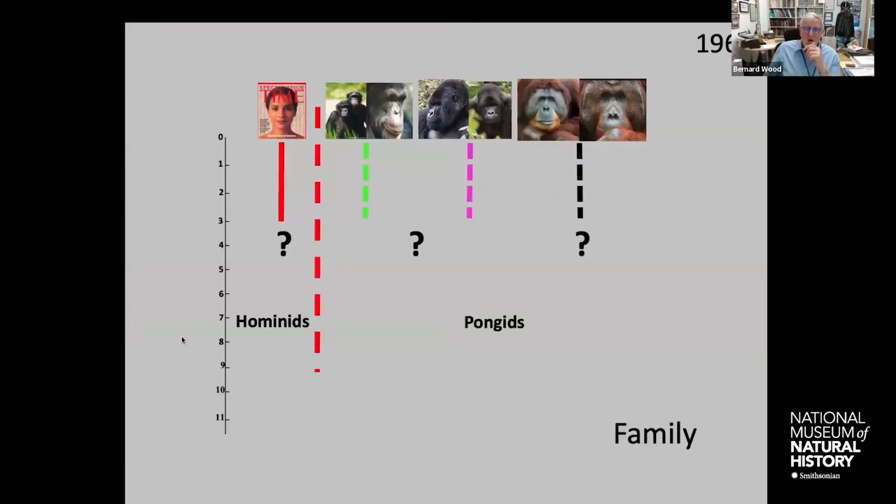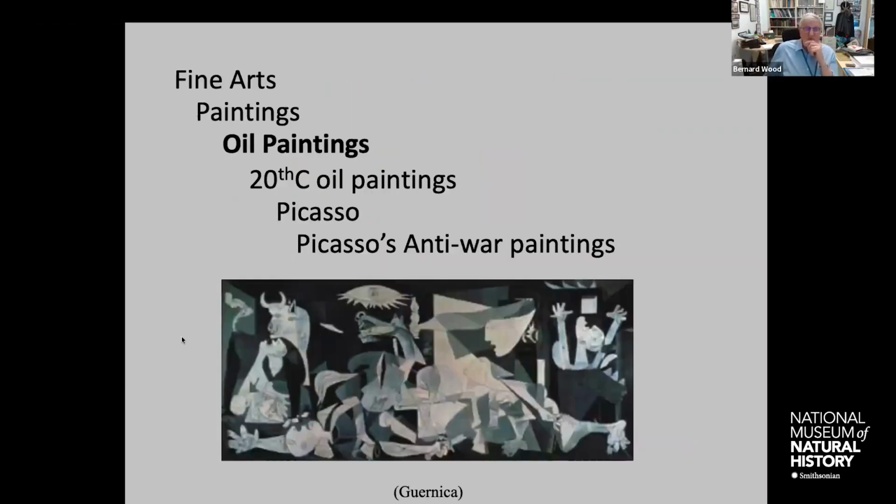The entire right side of the chart is labeled Pongids. When I was taught, the conventional wisdom was that hominids, of which we were the sole living example, were separate from pongids, which included the African apes and the orangutans. And so the distinction between us and our closest living relatives was made at the level of the family. Next slide. The fine arts list returns, this time with oil paintings in bold. And if we go back to our analogy, that I think would be something like oil paintings.